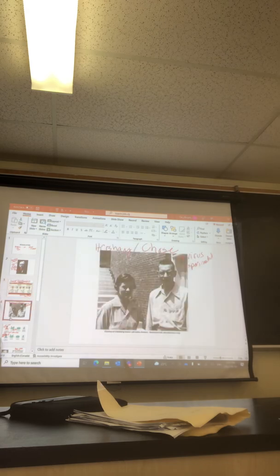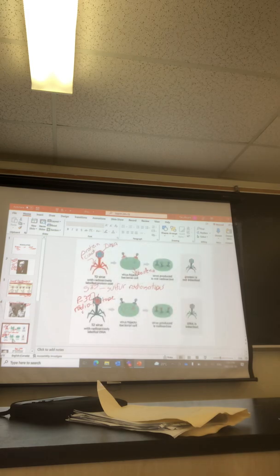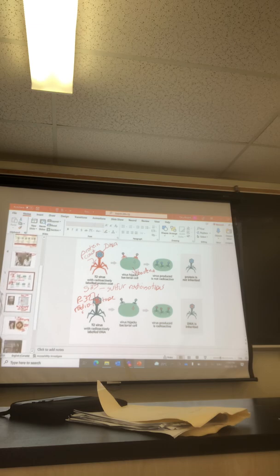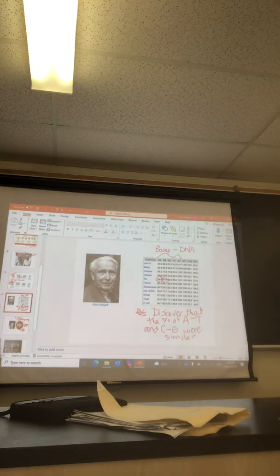Hershey and Chase was the one with the viruses, right? Remember they proved that it was actually DNA that was the hereditary material, not the proteins, which is what people were debating at the time. And then just a few things, you should be aware that this was actually a multiple choice on your test.